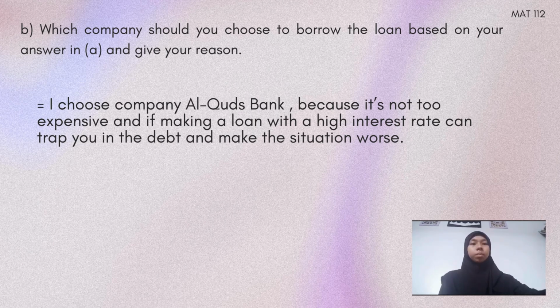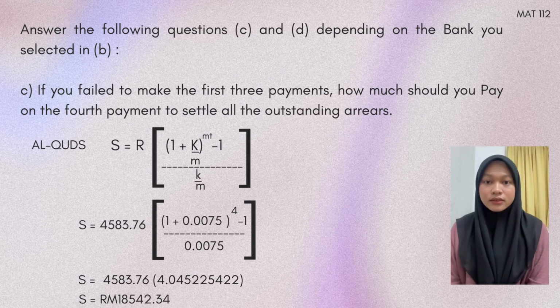My answer, I choose iFoods Bank because it's not too expensive, and taking a loan with a high interest rate can trap you in debt and make the situation worse. The following questions C and D depend on the bank you select in B. Question C is, if you fail to make the first 3 payments, how much should you pay on the first payment to settle all the outstanding arrears? Based on question B, we choose iFoods Bank.